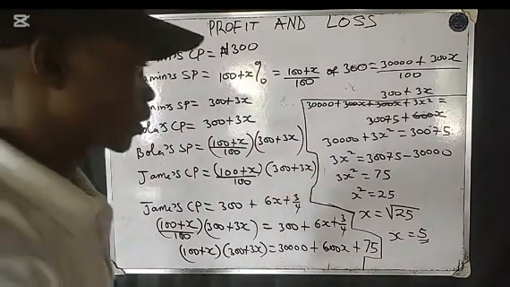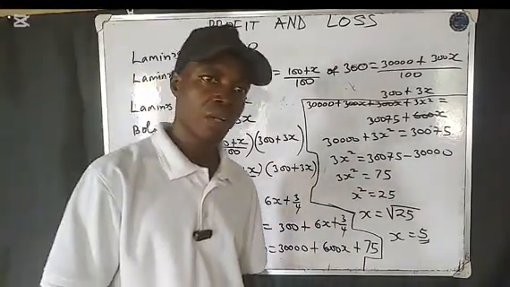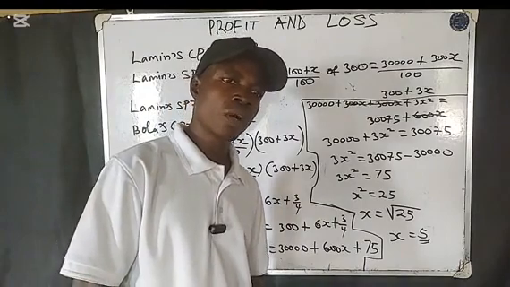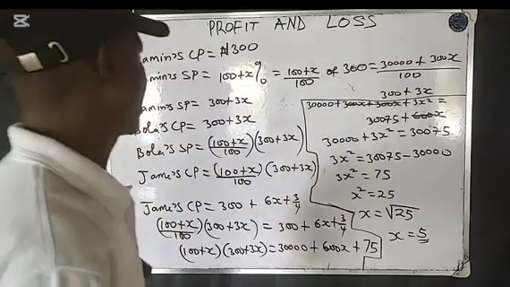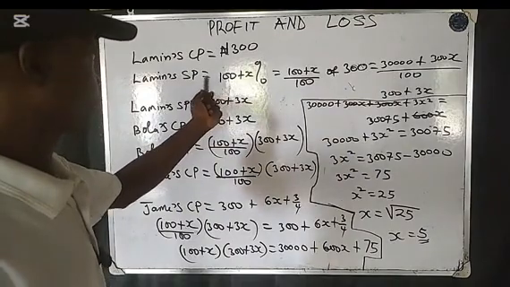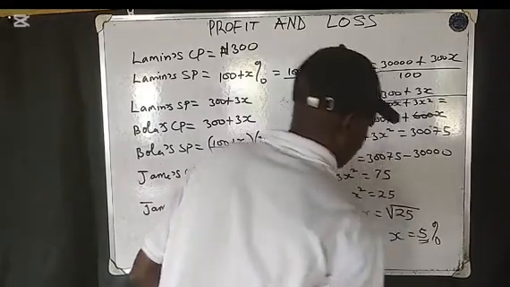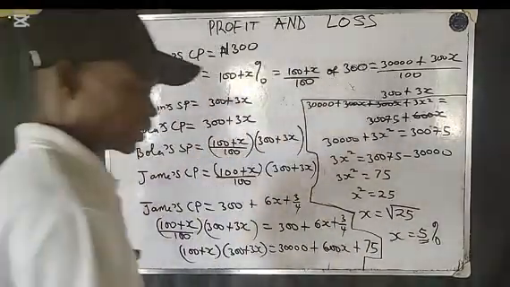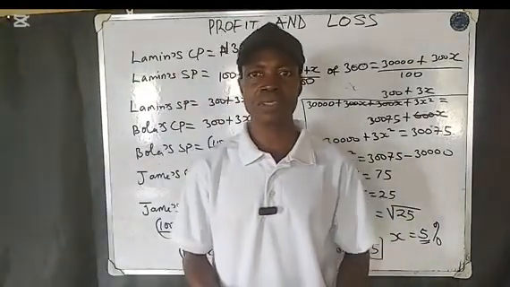Is that right? That 5 is what? Is it percentage or naira? Find the value of x. So the value of x is 5. Okay? x percent, is it not so? So that is 5%. That is our answer. So we've come to the end of this profit and loss.